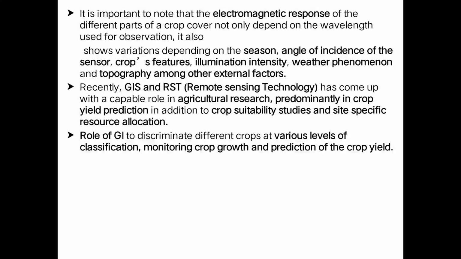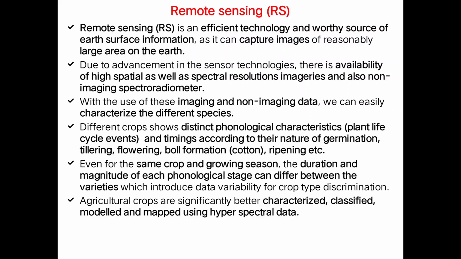Then we have to discuss the next important point in this lecture, that is, what are the various techniques which are used for crop classification, crop discrimination, or crop differentiation. In that, the first important technology which is used is remote sensing. As we know, remote sensing is an efficient technology and a worthy source of earth surface information. It can capture images of a reasonably large area on the earth surface.